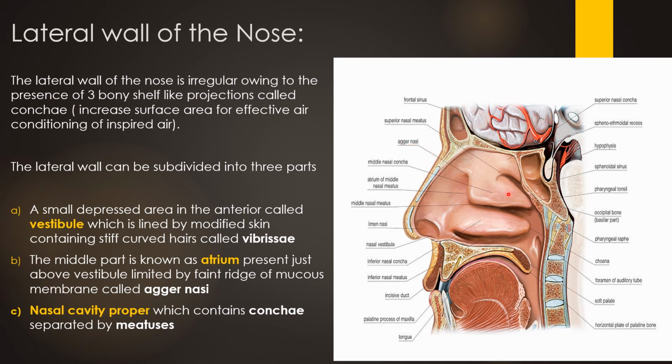Then we have the nasal cavity proper, which basically contains the three concha or the turbinates. So the lateral wall of the nose is irregular due to the presence of three shelf-like projections which are bony, and they are known as the concha or the turbinates, which increase the surface area for the effective air conditioning of the inspired air. It is divided into the anterior part known as the vestibule. The upper part is known as the atrium, just behind the vestibule. This atrium is limited above by a mucosal ridge, and that is known as the agger nasi. And then posteriorly we have the nasal cavity proper that contains the three conchas or the turbinates. These conchas are separated by these narrow passages you can see underneath them, and those are known as the meatuses.